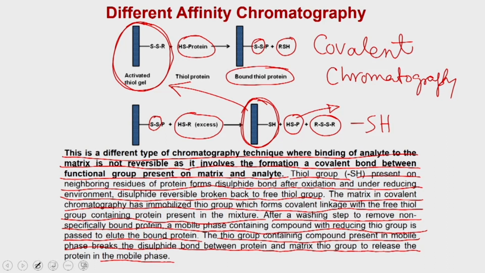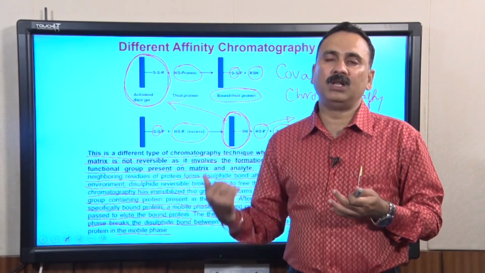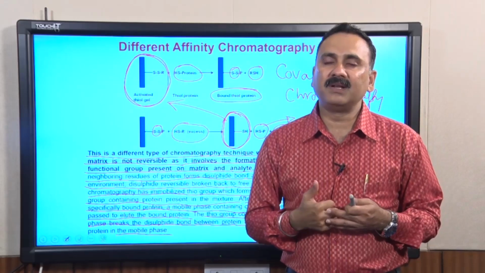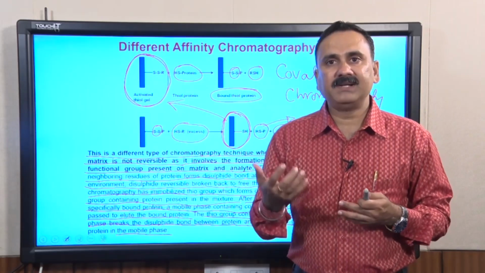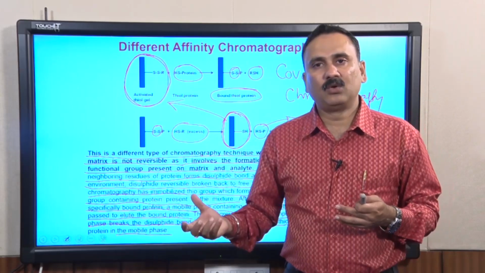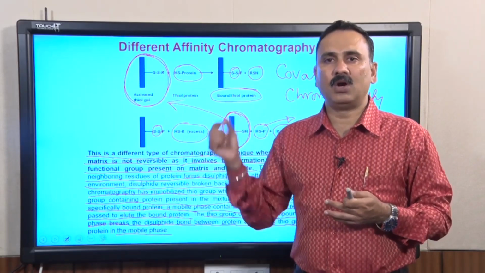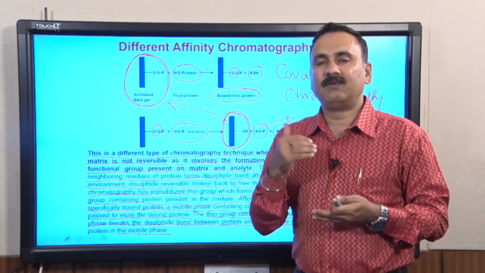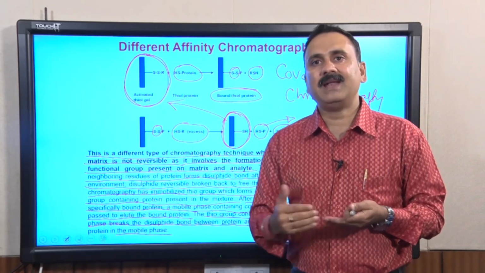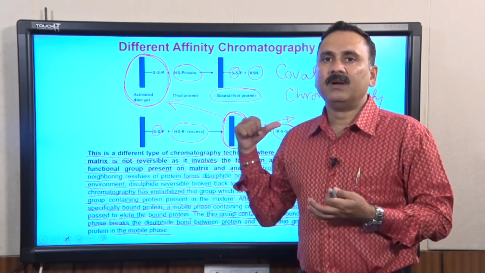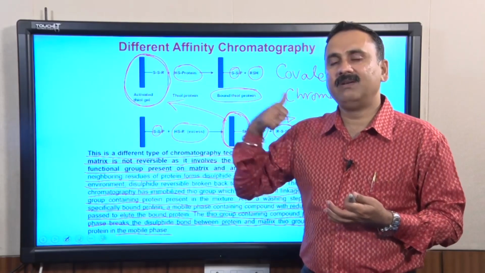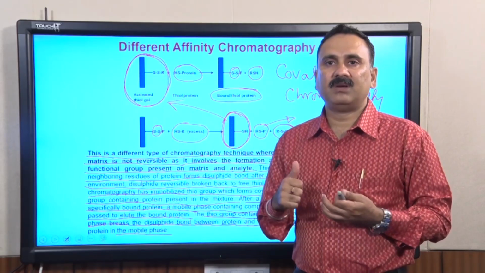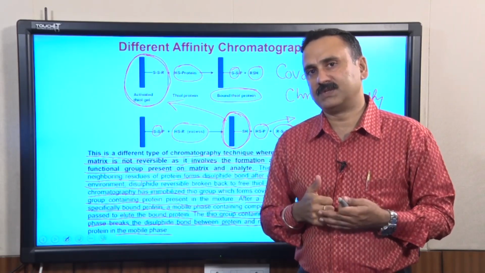where it actually provides specificity, because not all proteins are going to couple to this particular functional group present on the matrix. But once it binds, you have to add free thiol groups, and those free thiol groups are not only going to elute the protein from the matrix, but also going to destroy the functional group present on the matrix. As a result, this matrix needs to be processed again. You need to activate it again so that it can be reused for another round of protein purification.